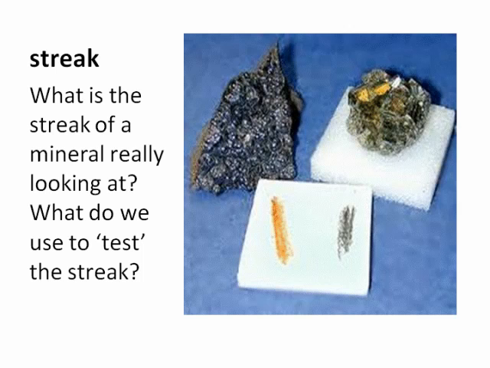Streak is the true color of a mineral. It is the color of a mineral in powdered form. We use a white unglazed porcelain plate to test the streak. If you look at this mineral on the left, look at the color of the streak on the plate. That is the one on the left. For question number 4, please tell me the color of the streak of that mineral.